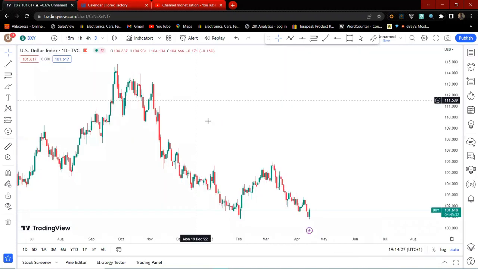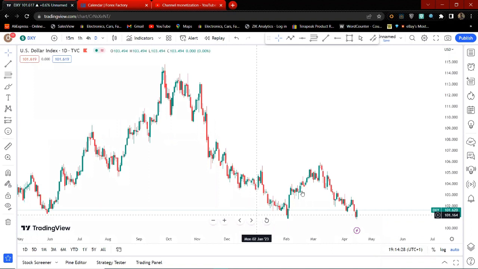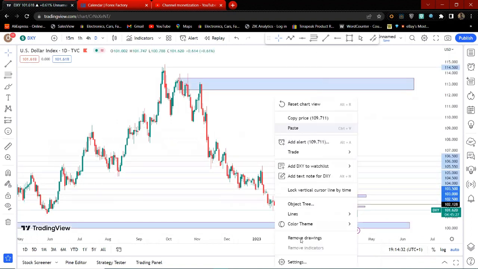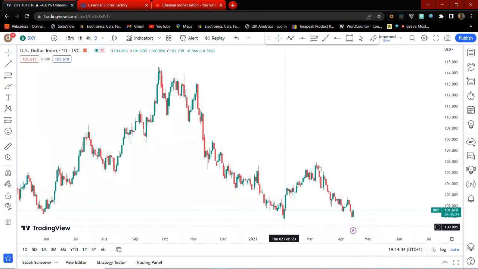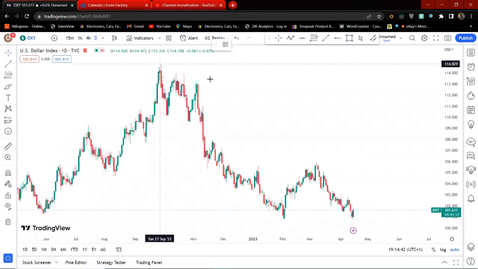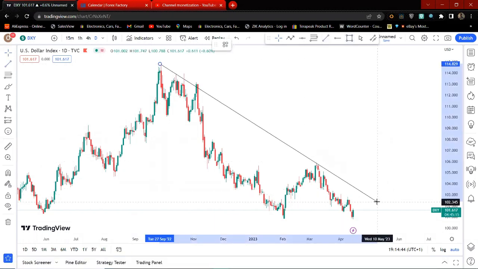So this is the dollar index that has been dropping. This was just a kind of retracement. Let me remove all this drawing. So this was a small retracement, then the drop. So this is a solid downtrend for the dollar. Like, I mean, weakness for the dollar. It's just weakness all the way down this side.